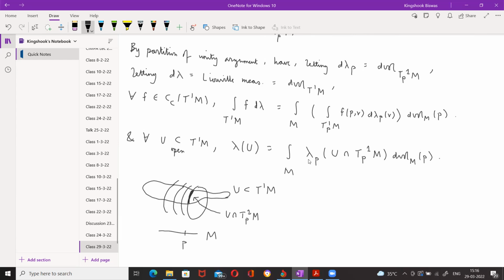Okay, so once you have this formula, it works for continuous functions. Then by passing to limits, you can get it for step functions and for indicator functions and so on, indicator functions of open sets. If you apply this to an indicator function, you'll get the formula below, right?